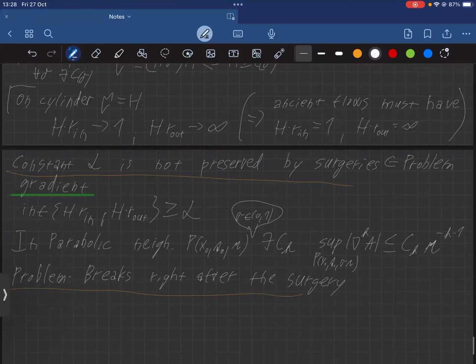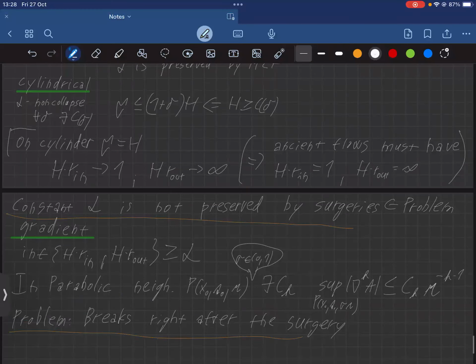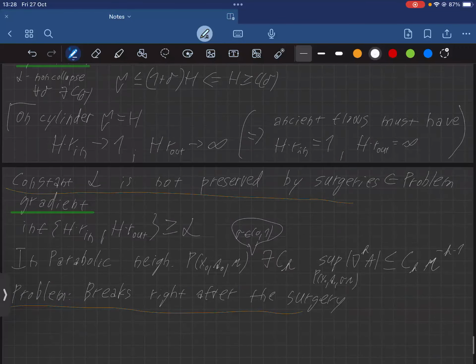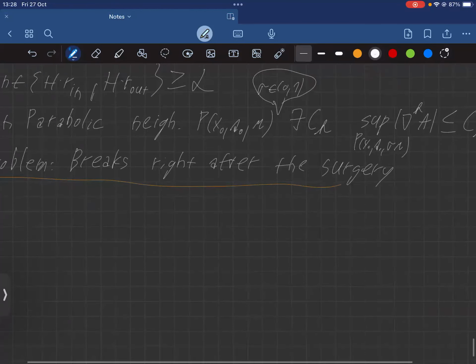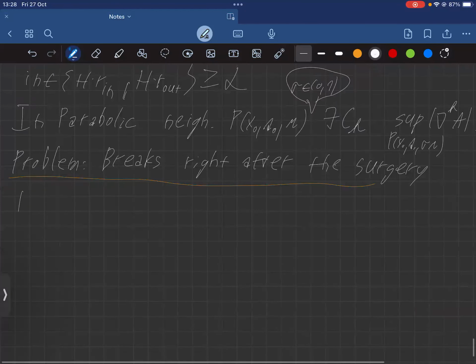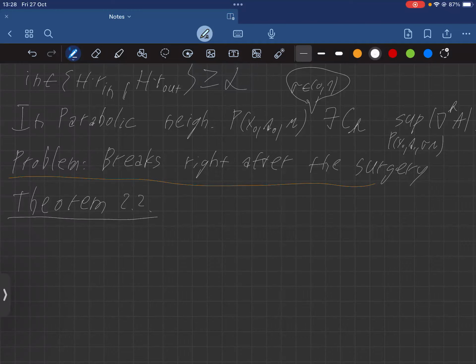Okay, any other questions? Okay, so a major thing that's going to be very helpful is Theorem 2.2. It's called the pseudo-locality principle.